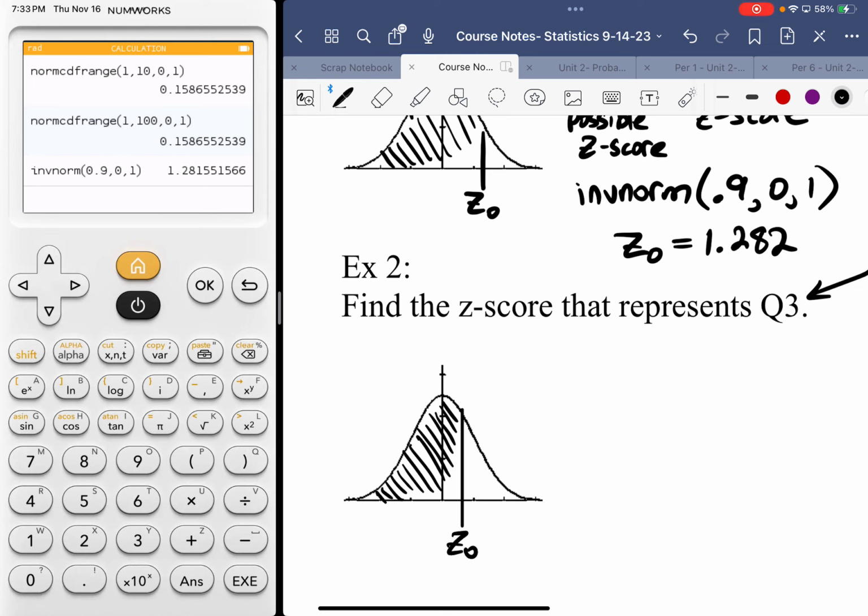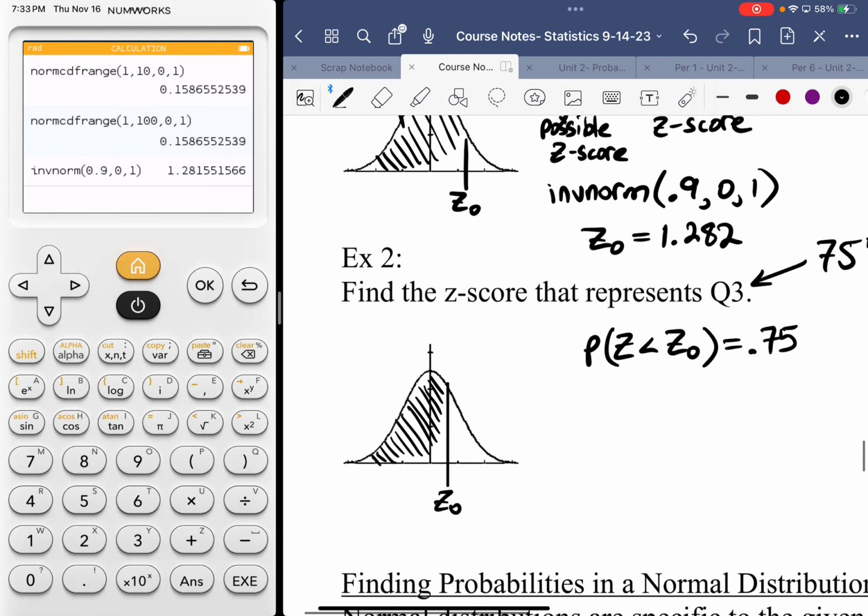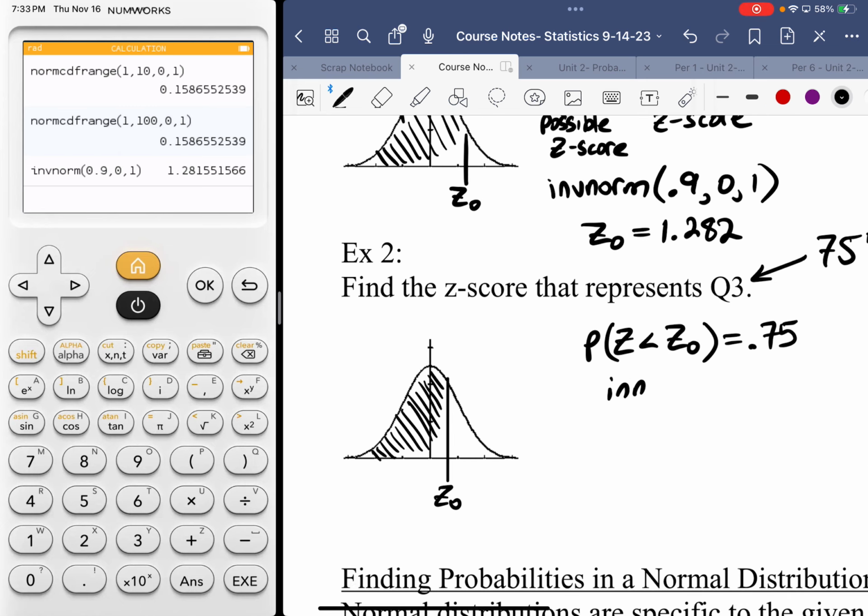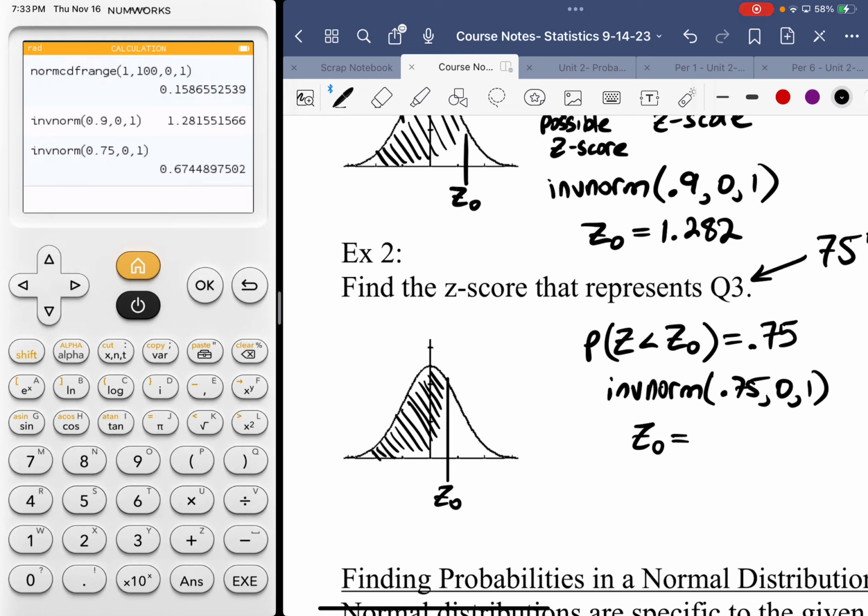This is my z sub 0. I'm looking for the probability that z being less than z sub 0 is equal to 0.75, ish. They say Q3, so it's definitely 0.75. But for other questions, you don't know. When they say 90%, do they mean 89.9%? Who knows? So inverse norm, it's actually going to be the same exact function with similar parameters. Inverse norm 0.7501, right? Because the mean and standard deviation are 0 and 1, and that's really all there is to it. Pop it in, and you get about 0.674.